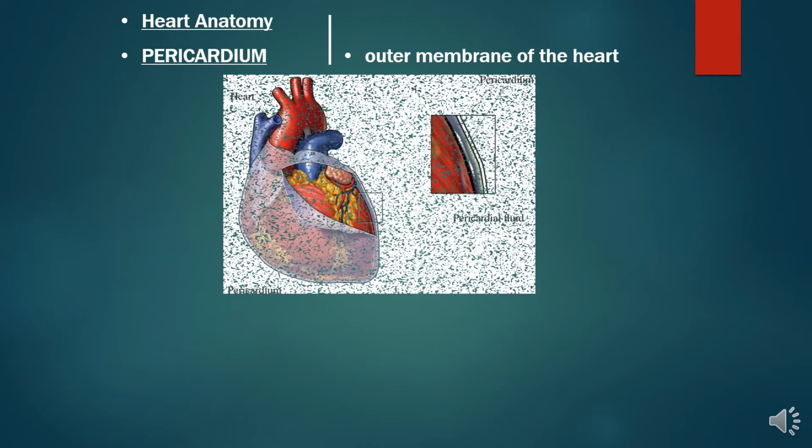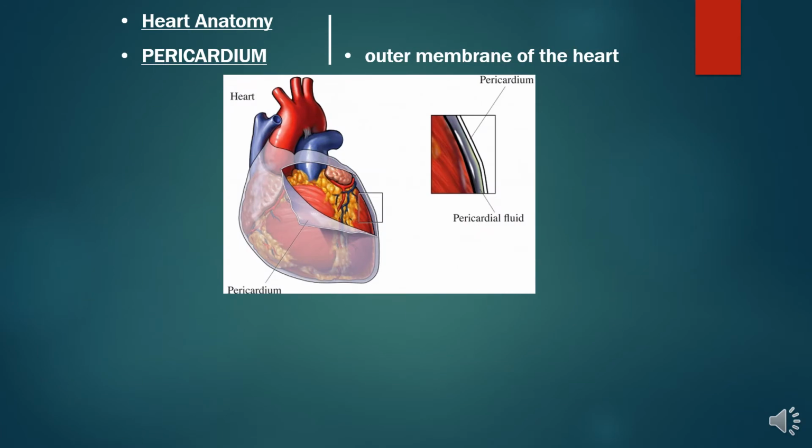So the pericardium is the outer membrane of the heart. It is composed of a fibrous external sac lined by a smooth serous pericardium. The outer fibrous sac is attached to the central tendon of the diaphragm via the pericardiophrenic ligament, and to the sternum via the superior and inferior sternopericardial ligaments.